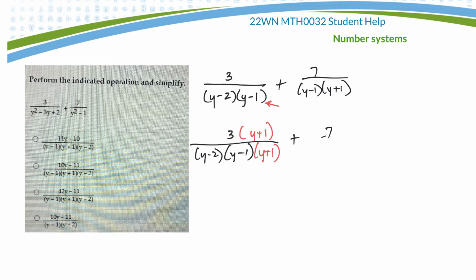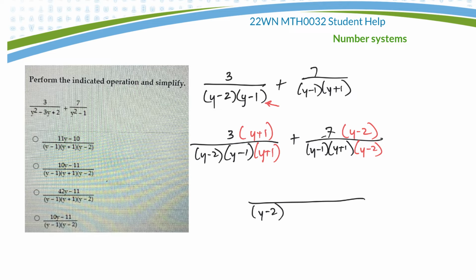Plus 7 over y minus 1, y plus 1. That's what they're already. But to get the common denominator, also on this side, I need to have a y minus 2 on the top and the bottom. Okay. So now I have one denominator, y minus 2, y minus 1, y plus 1. That's common to both. And on the top, I'll have 3 times y plus 1 plus 7 times y minus 2.